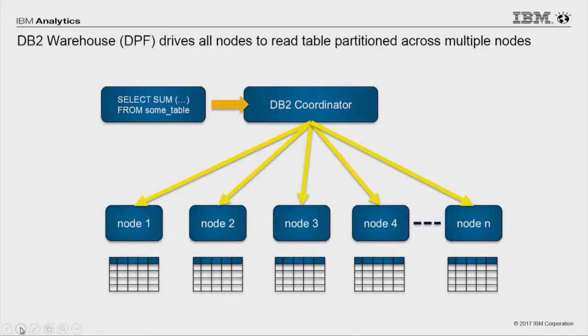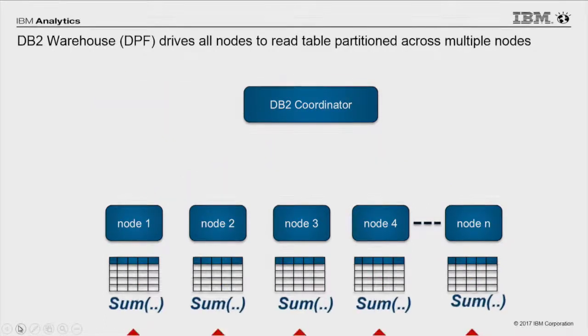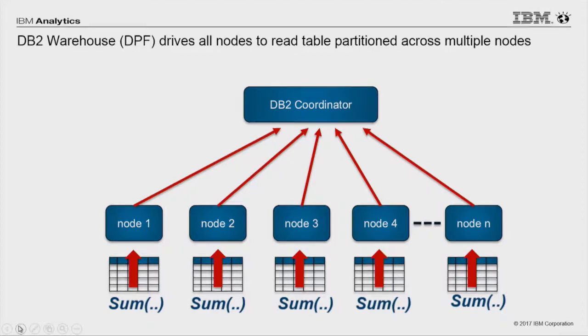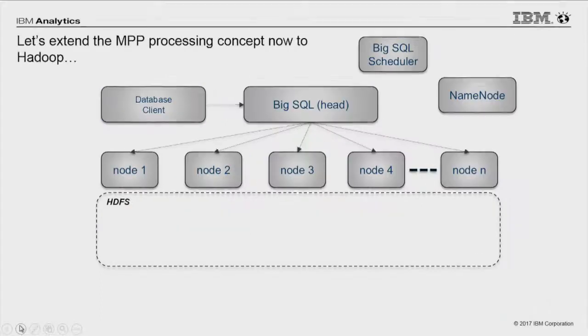So we do function shipping, right? You want to do the processing as close to the data as possible, and then you're only working on each of those nodes on a subset of the data that is available. The nodes do all of the processing, and then over the network, they send the results back to that coordinating entity, and that coordinating entity does additional sorting and filtering and aggregation, and then it returns the result set, the tuples, back to the client.